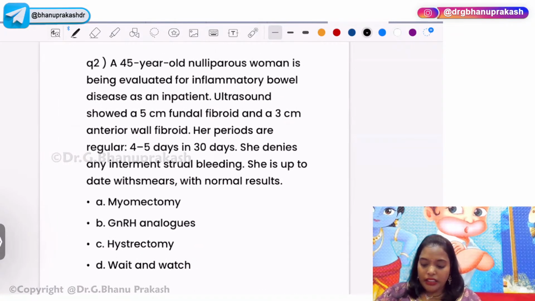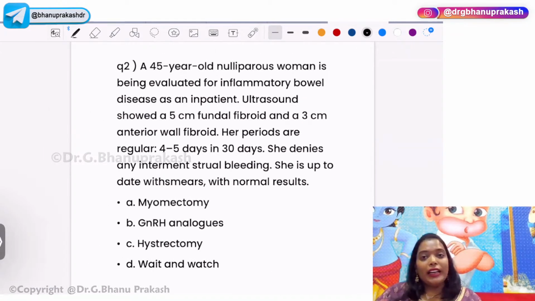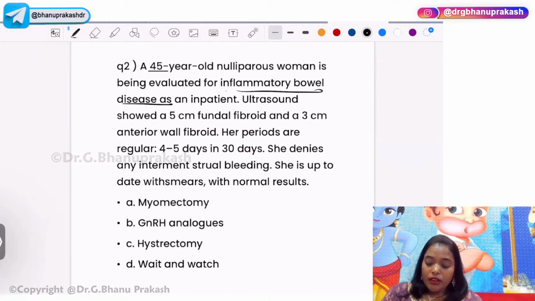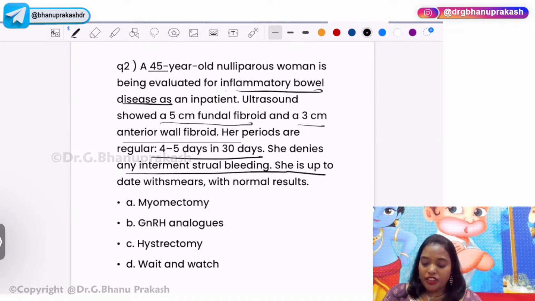Now please read this question. So nulliparous I told myomectomy, but read this question. Also consider the age, okay? A 45-year-old nulliparous is being evaluated for inflammatory bowel disease. She came for inflammatory bowel disease. Ultrasound shows a 5 centimeter fundal fibroid and a 3 centimeter anterior wall fibroid. Her periods are regular, 4 to 5 days in 30 days. She denies any intermenstrual bleeding. She's up to date with her smears with normal results. What will be the management? Myomectomy, GnRH analogs, hysterectomy, wait and watch.